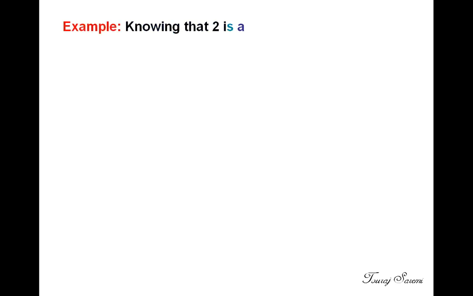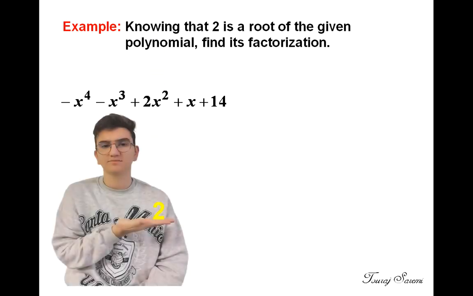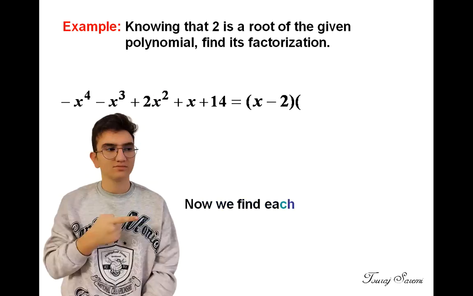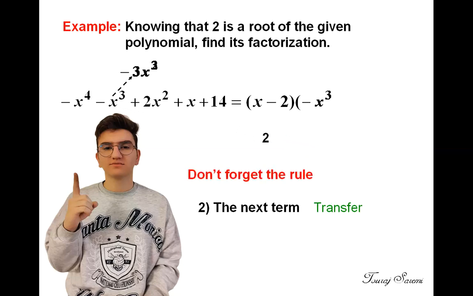Example. Knowing that 2 is a root of the given polynomial, find its factorization. Number 2 is the root, so we can write. Now we find each term of the unknown factor, one by one. 1. The first term. Don't forget the rule. 2. The next term. Multiply. Add. Transfer. Don't forget the rule.